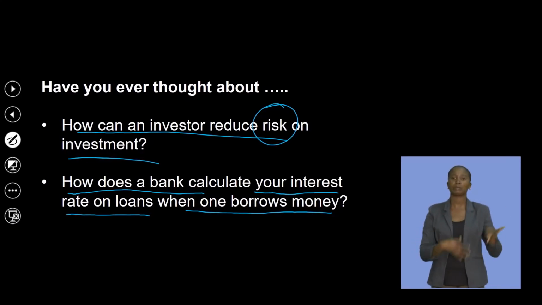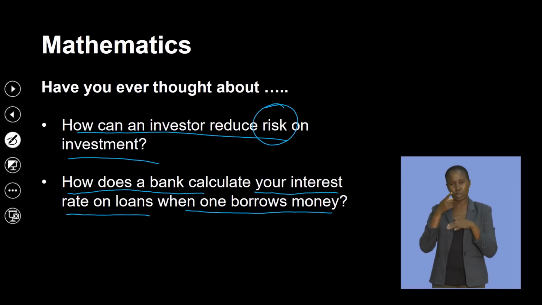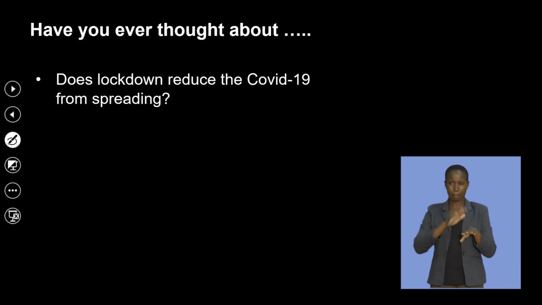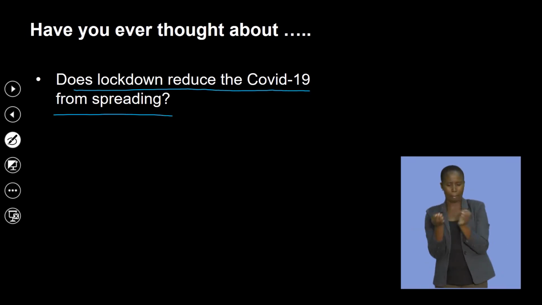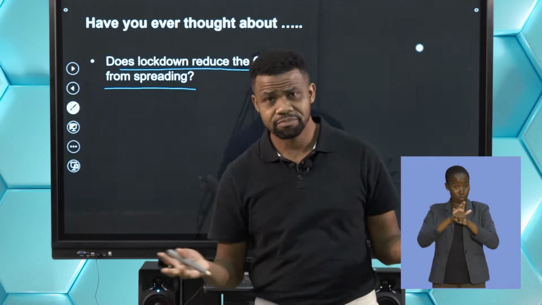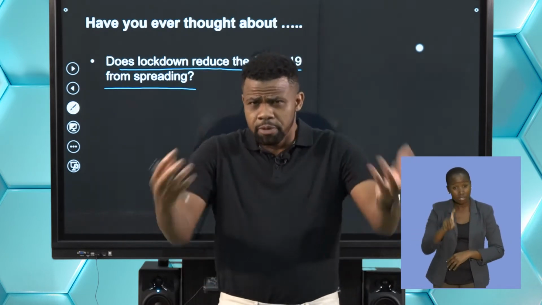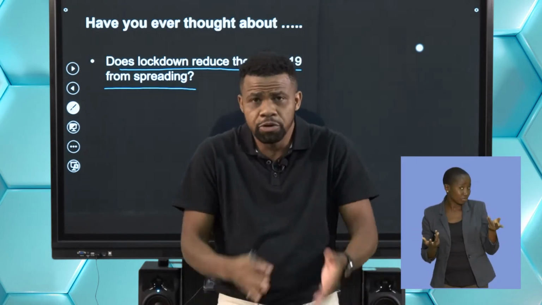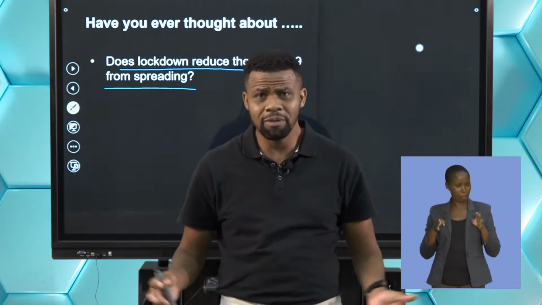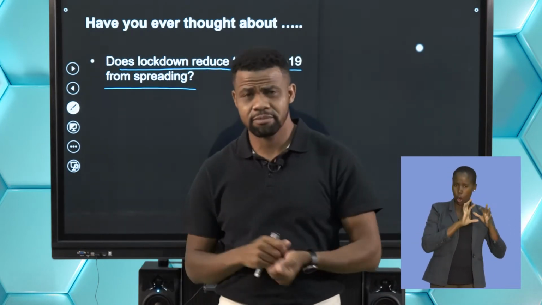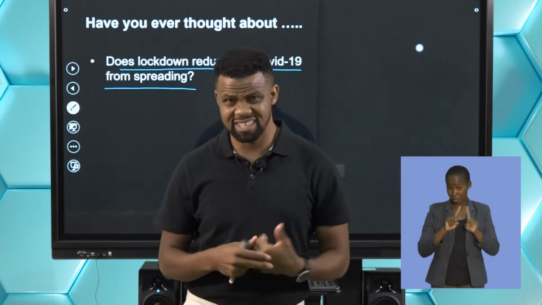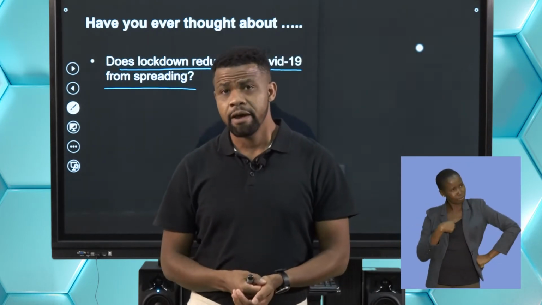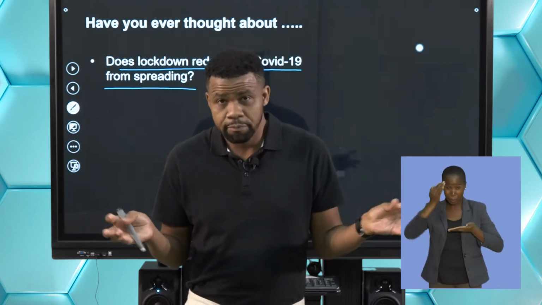Now, let's look at more questions to think about. Does lockdown reduce the COVID-19 from spreading? Okay. What is a lockdown? By a hard lockdown, I mean no movement, you have to be at home, unless you go and buy essential service. And lockdown got eased also, but do you think, personally, does lockdown reduce it? Based on data we've been observing, yes.